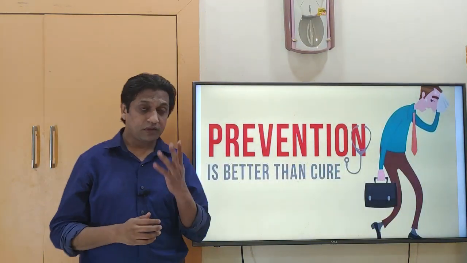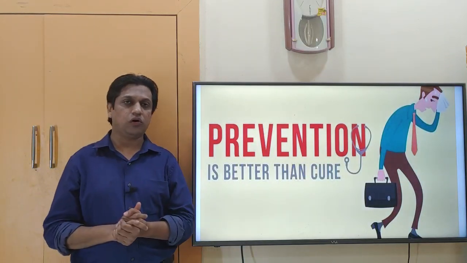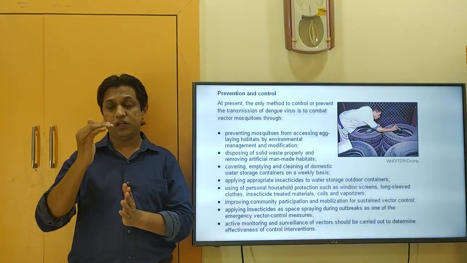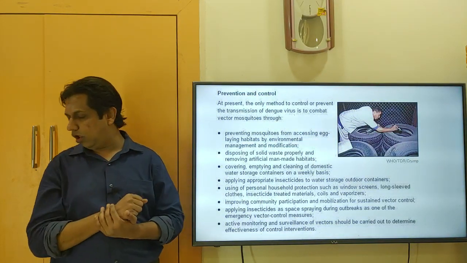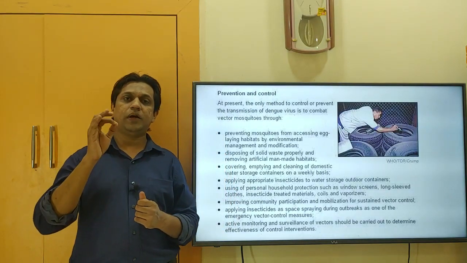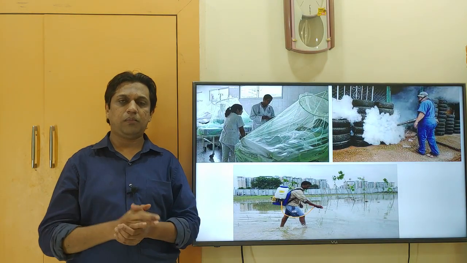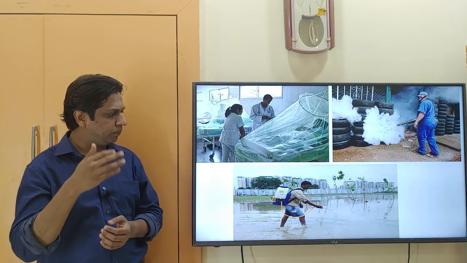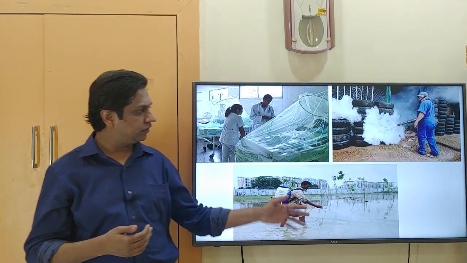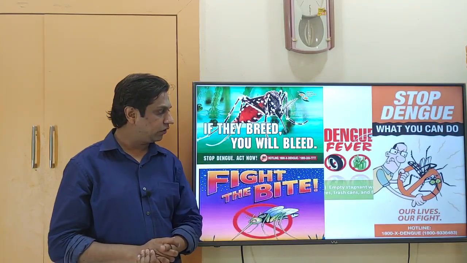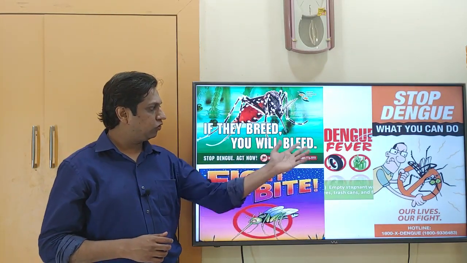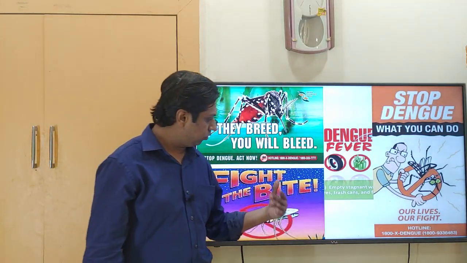Okay, as it is said, prevention is better than cure. So how do we prevent this disease? Because if it is very fatal, it will be very difficult to manage. So, prevention and control: it is transmitted by the bite of the Aedes aegypti mosquito. So we have to try to prevent the breeding places, like stagnant water places, and avoid that. If there is breeding of this mosquito, you will bleed, that is internal bleeding. So we have to avoid this.